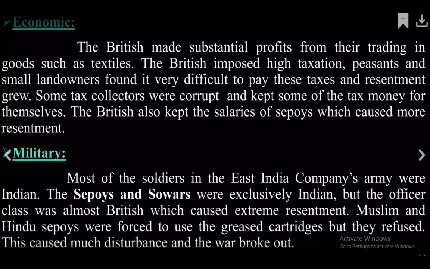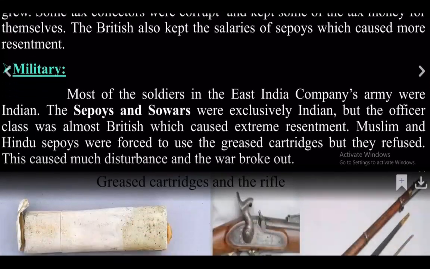If we talk about the military reasons, most of the soldiers in the East India Company's army were Indian. The sepoys and the sowars were exclusively Indian, but the officer class was almost entirely British, which caused extreme resentment. Muslim and Hindu sepoys were forced to use the greased cartridges, but they refused. This caused much disturbance and the war broke out.